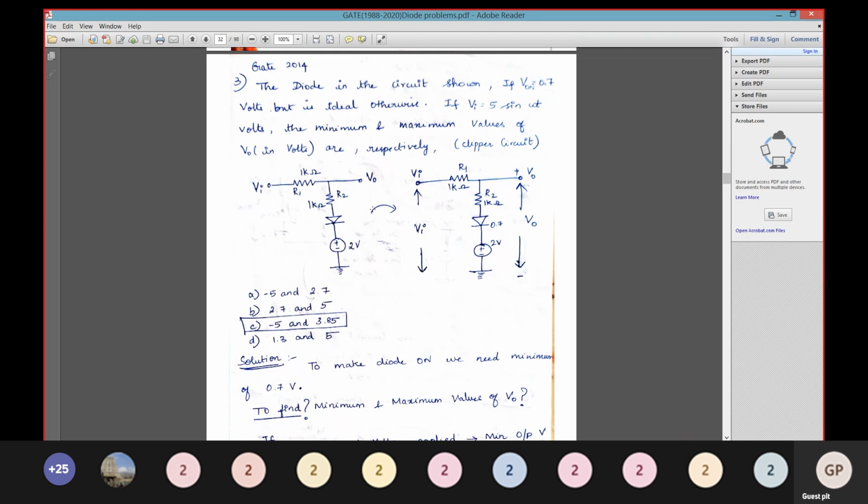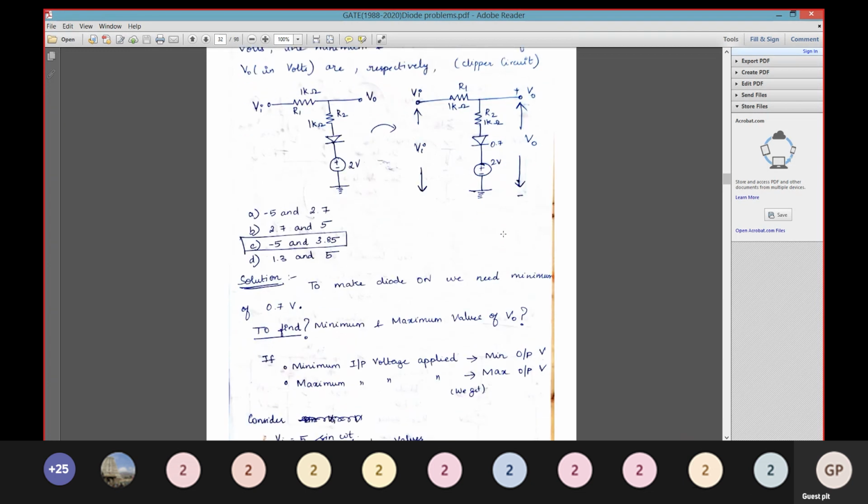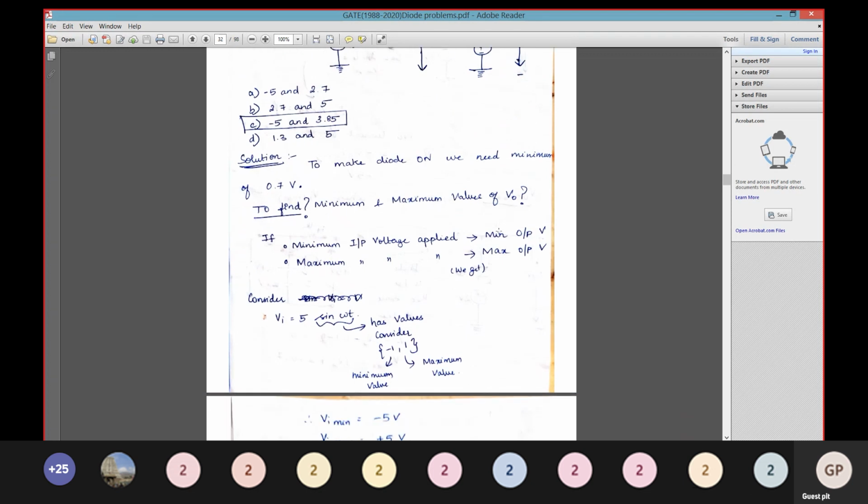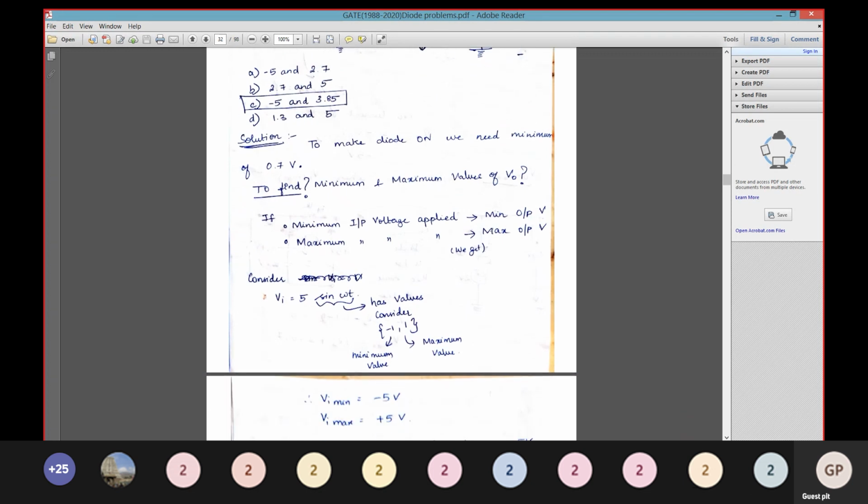From the given data, this is your circuit. What is the minimum voltage required for this diode to be on? 0.7, so I have written 0.7. To make the diode on, we need a minimum of 0.7 volt, as I told you. The required condition is that we need to find the maximum and minimum values of the given input voltage.